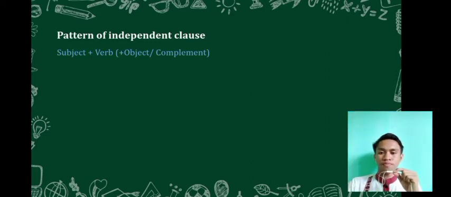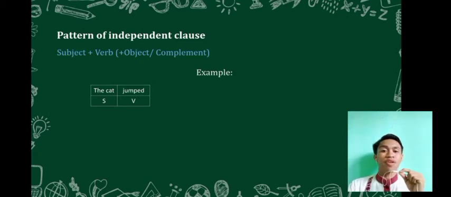For example, the cat jumped. The clause the cat jumped is meaningful even without an object or complement. It is because the verb jump is an intransitive verb.